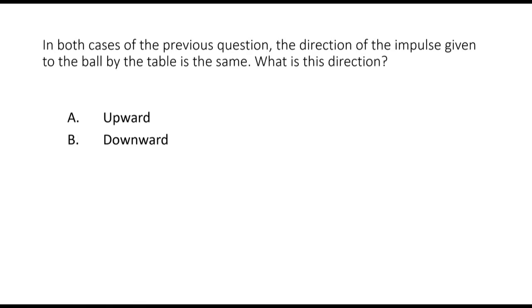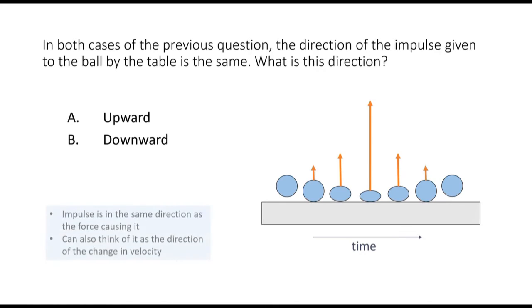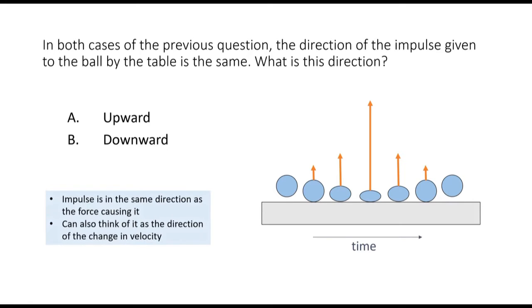Okay, so to answer this question, remember impulse has the same direction as the change in momentum, or the same direction as the applied force. So you can think about it either way here. So here I have the ball as it hits the table. I have time going to the right. And so as the ball hits the table, the table is going to push up on the ball, right? And so the impulse delivered to the ball should have a direction that's the same as the direction of the force that's applied to the ball, which is going to be upwards.